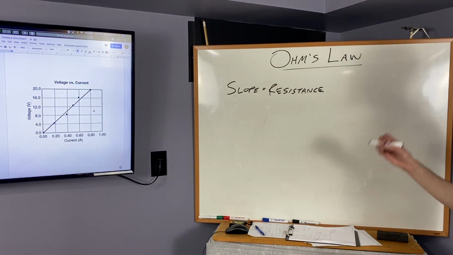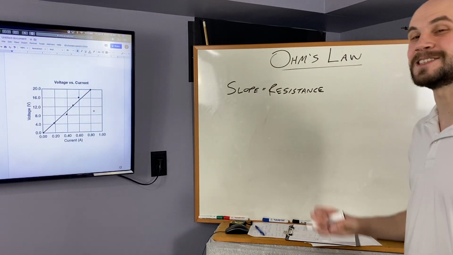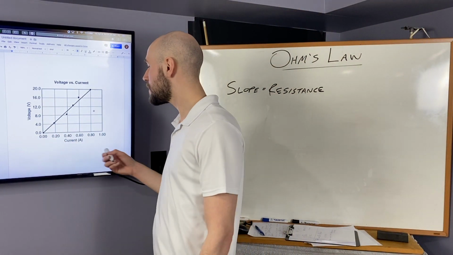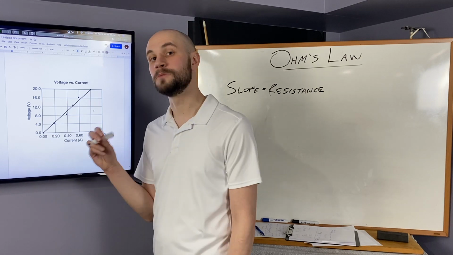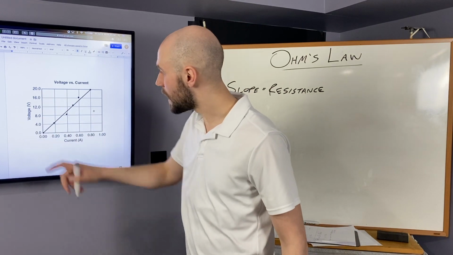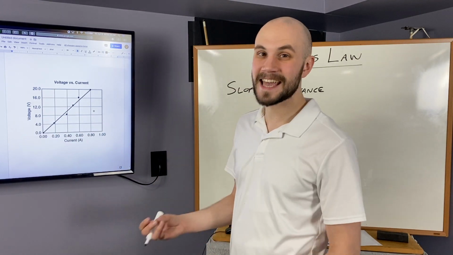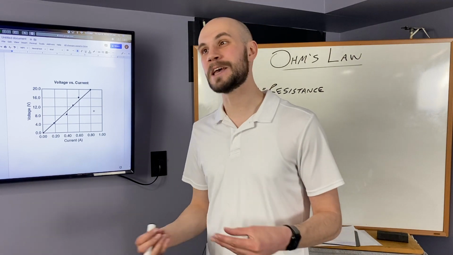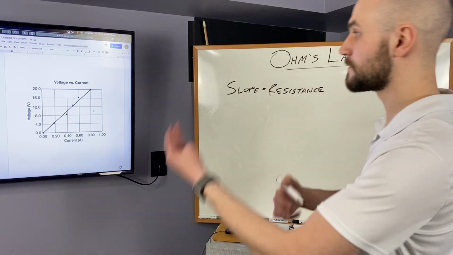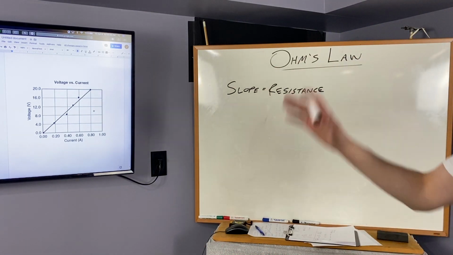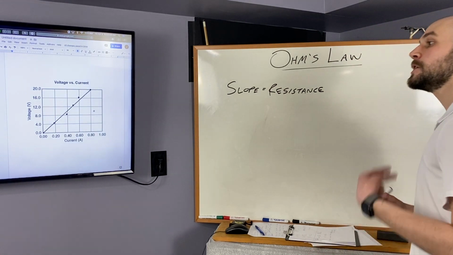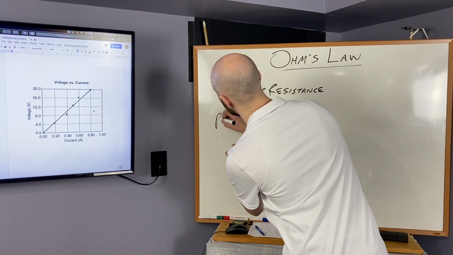Before we dive in and solve, always check your axes very, very carefully. You need voltage on the y and current on the x in order for the slope to be the resistance. What if those axes were flipped? What if I had current on the y and voltage on the x? Then the slope of that line wouldn't be the resistance, it would be 1 over the resistance, the inverse of the resistance, because we're flipping our equation around. But because voltage is on the y and current is on the x, we know the slope is equal to the resistance. You don't have to memorize that, you just look at Ohm's law.